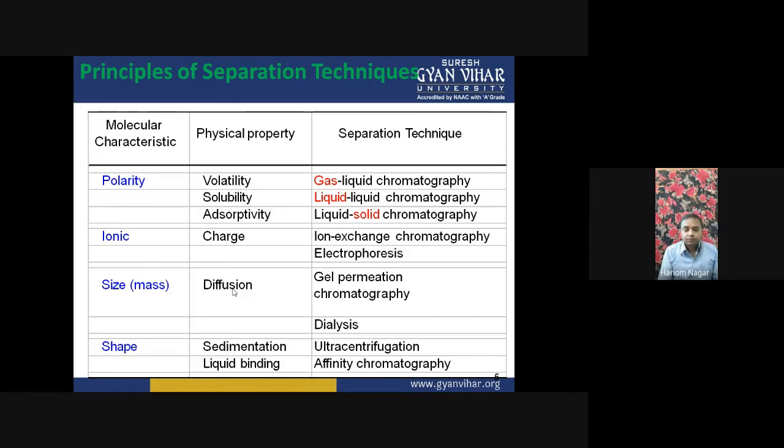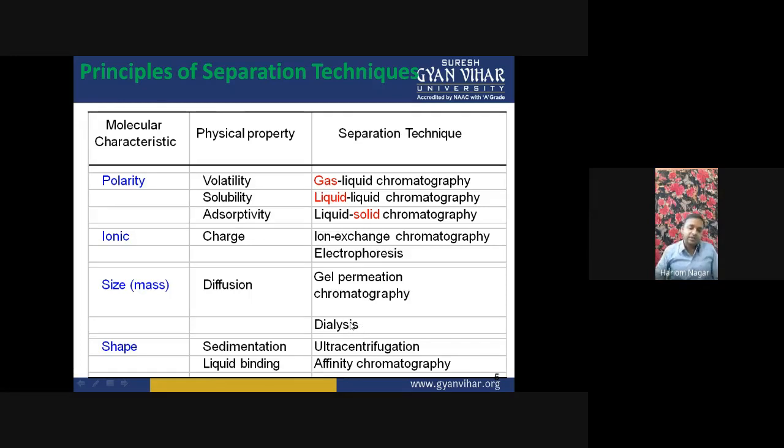So gel permeation chromatography is used. This is the technique which is based on diffusion. The components having different sizes or masses have diffusion at different rates. The diffusion will be different, and that would be the basis of separation of the components in gel permeation chromatography, right? And this is also in dialysis.